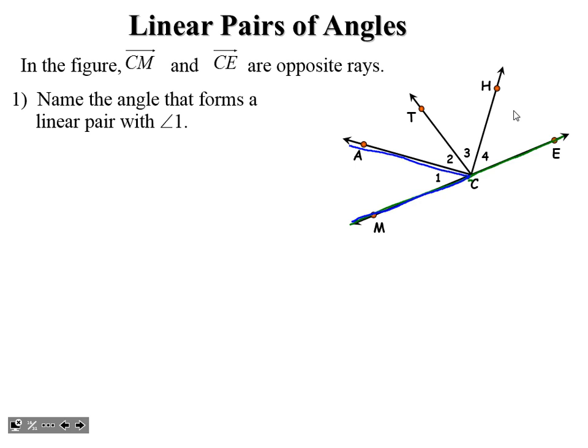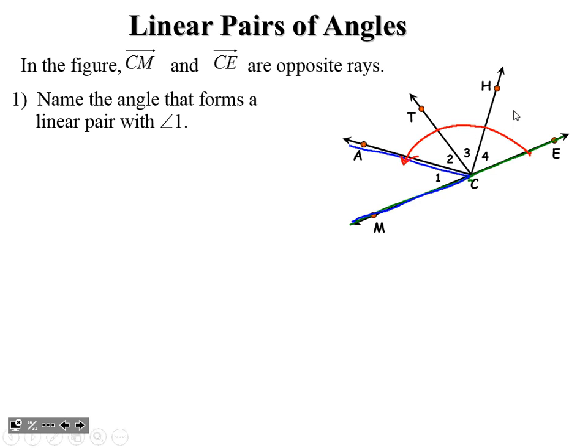What is the opposite ray of CM? CE. So we know that we're going to have letters C and E in our angle. What would the other letter be? So we have to get all the way to here, and I have to be touching angle 1. Tell me when to stop when I get to angle 1. Did I make it? So right here.